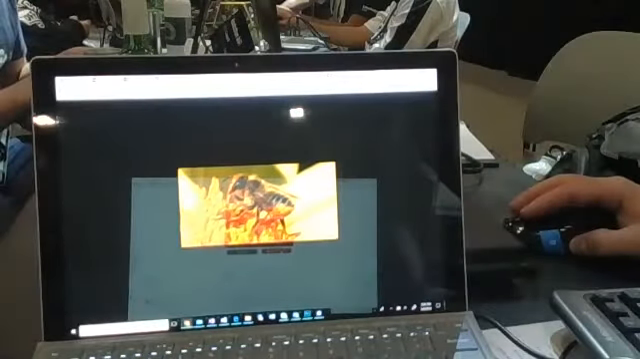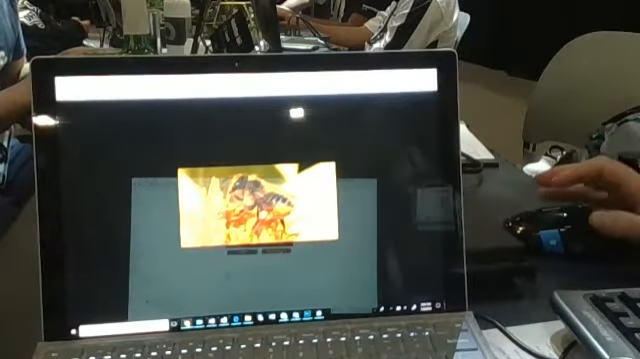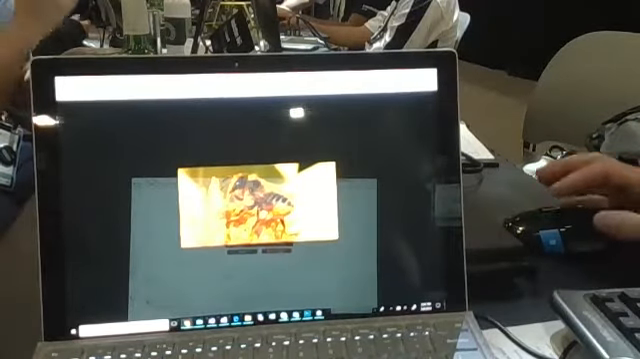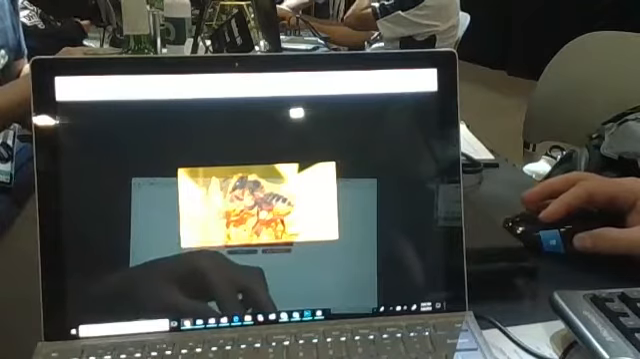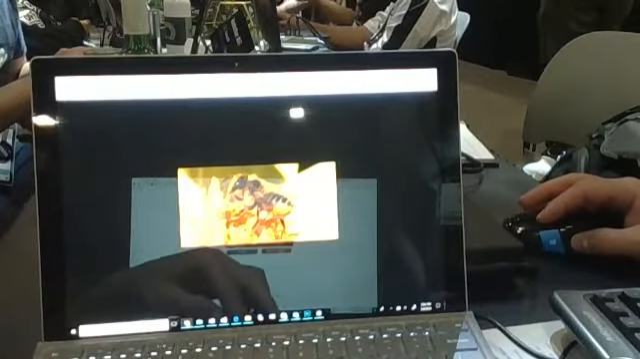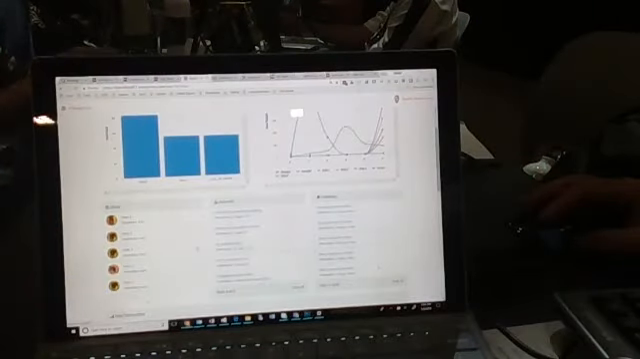Sorry, it's hard to see. So yeah, this bee was detected to have a mite on it, and it flagged it as being a problem. And so the beekeeper can take action on that. And that's about it. Thank you.